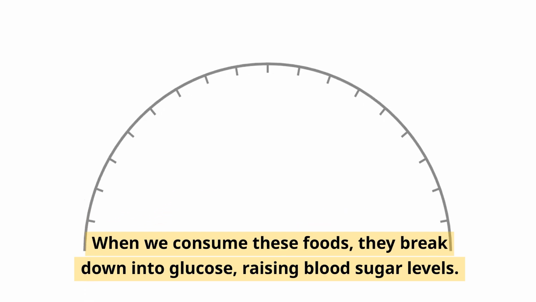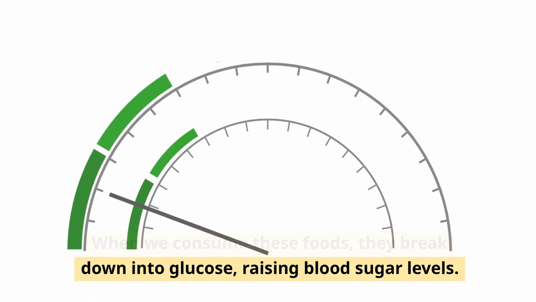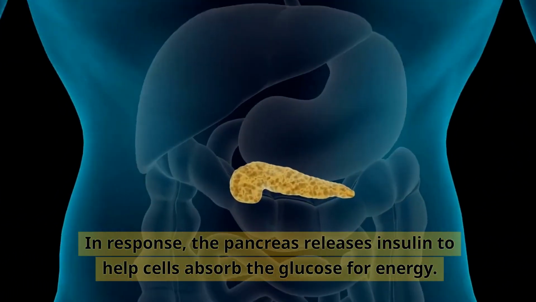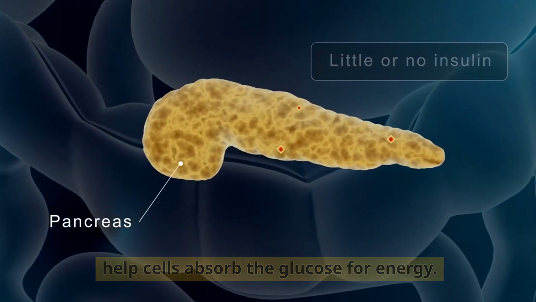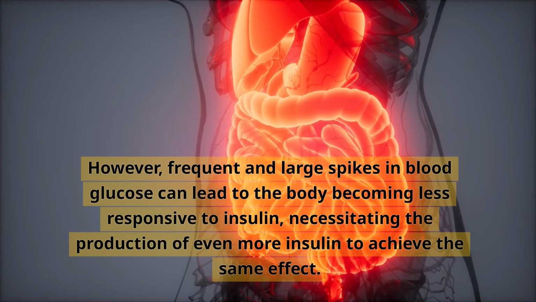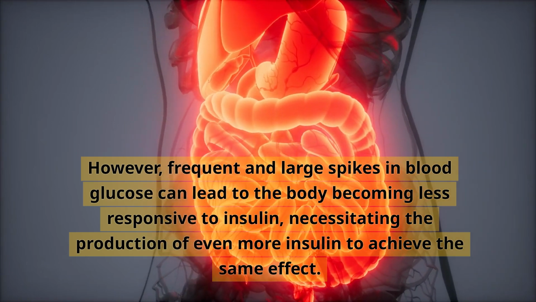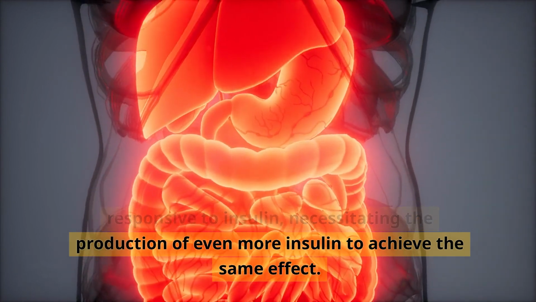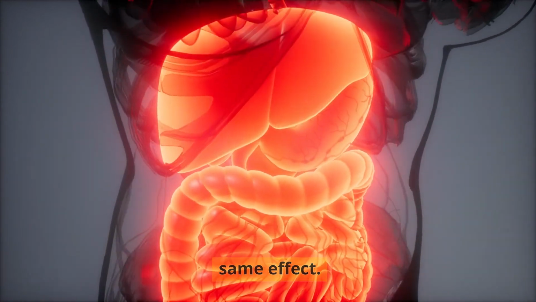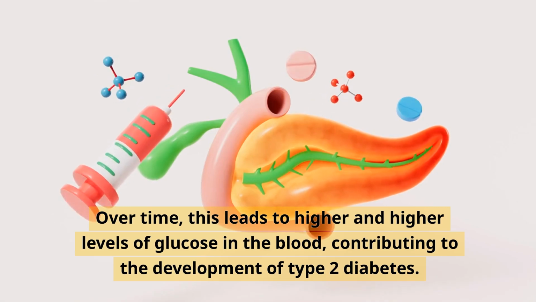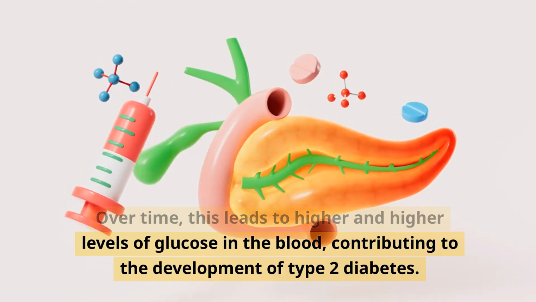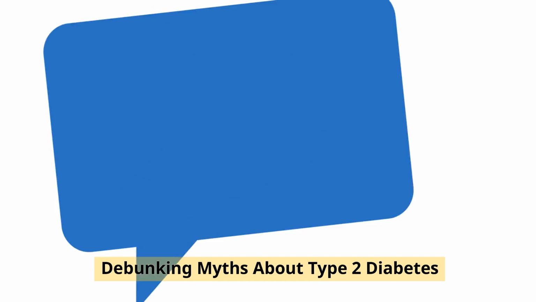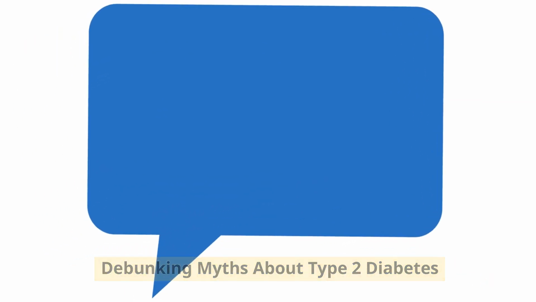When we consume these foods, they break down into glucose, raising blood sugar levels. In response, the pancreas releases insulin to help cells absorb the glucose for energy. However, frequent and large spikes in blood glucose can lead to the body becoming less responsive to insulin, necessitating the production of even more insulin to achieve the same effect. Over time, this leads to higher and higher levels of glucose in the blood, contributing to the development of type 2 diabetes.